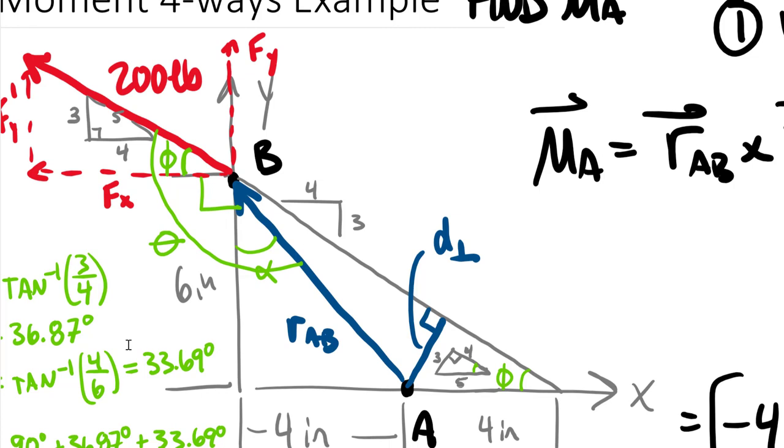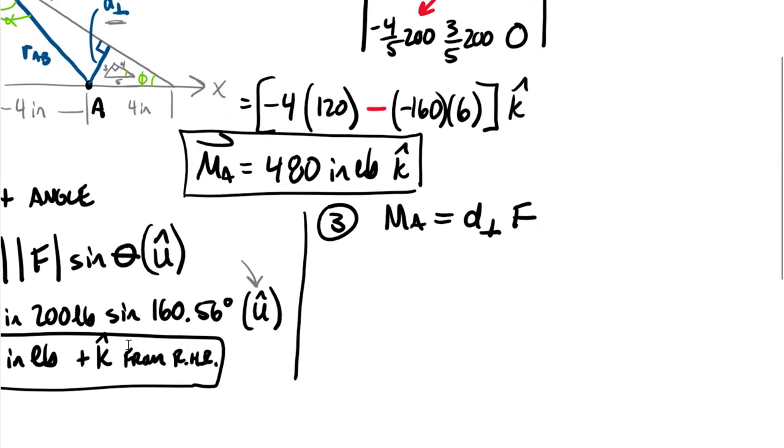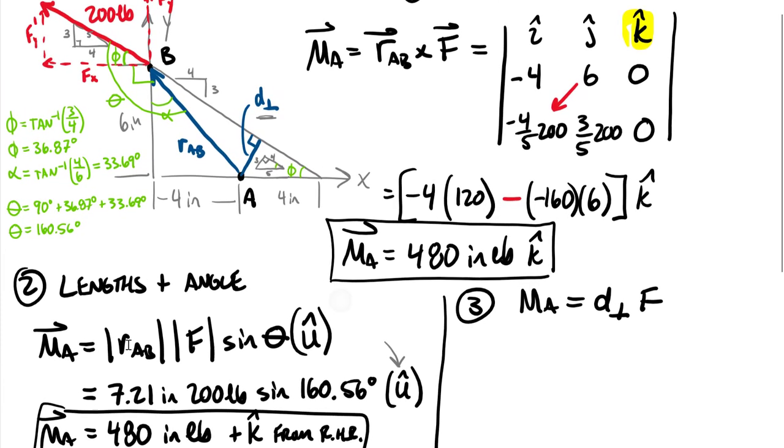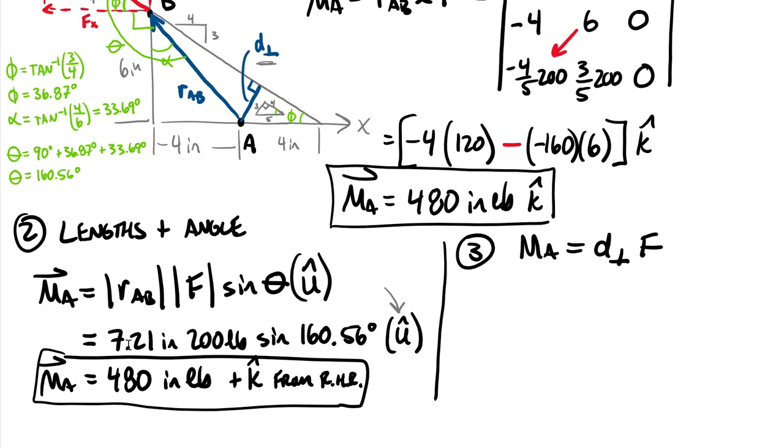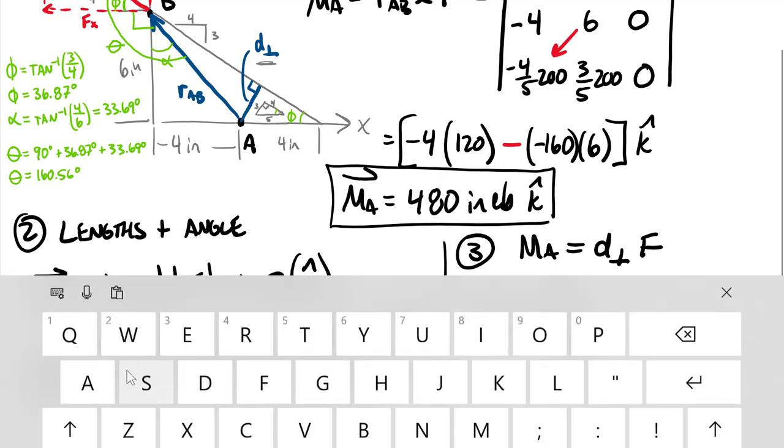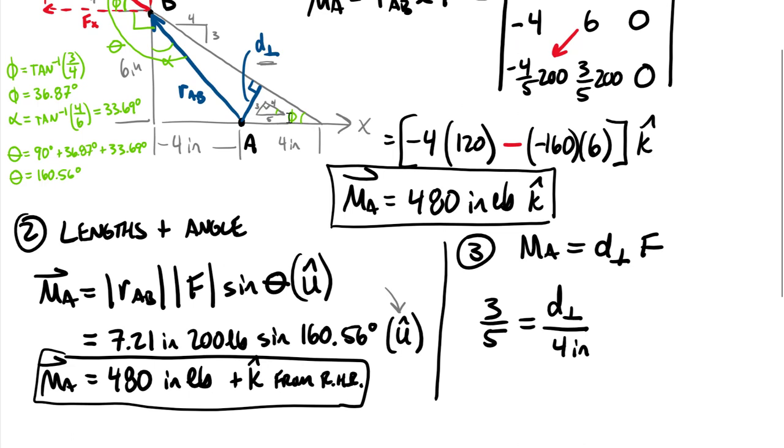Okay, so either using the angle phi or this new 3, 4, 5, we essentially can use that to determine what our D perpendicular is. So to write out those computations, we can write that 3/5, which comes from our 3, 4, 5 right triangle, is equal to my D perpendicular divided by 4 inches. So what this really is, is the side opposite phi divided by the hypotenuse is equal to, again here, the side opposite phi divided by the hypotenuse.